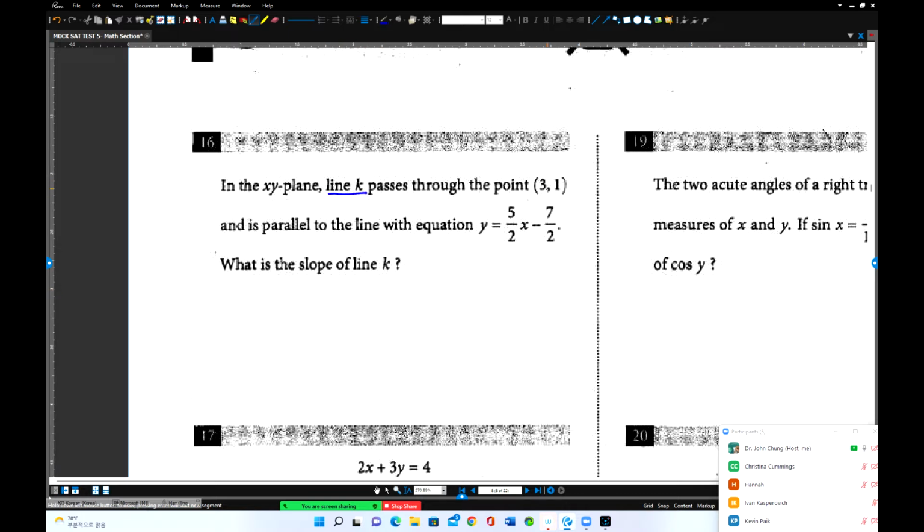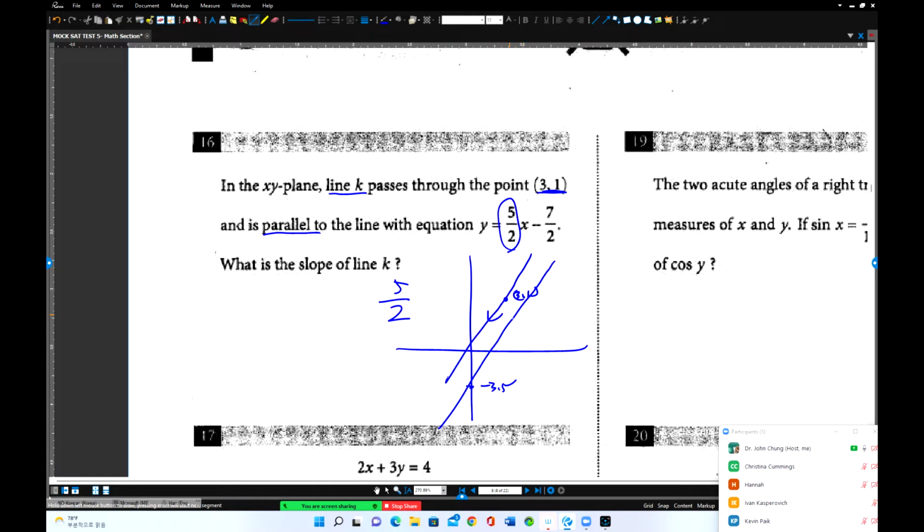The line K passes through this one and is parallel to this. Right, same slope, right? Still 5 over 2. Okay? Still 5 over 2. This one passes through negative 3, 5 over here. But this one goes to 3 and 1 over here. Same slope, right? But parallel, still, slope is 5 over 2. Okay? Number 16 is still 5 over 2.